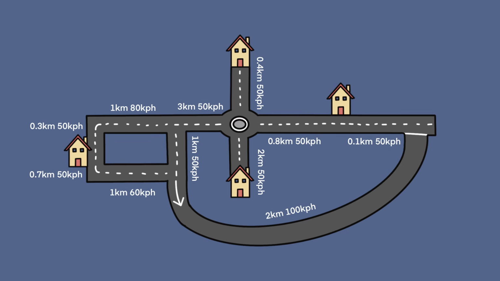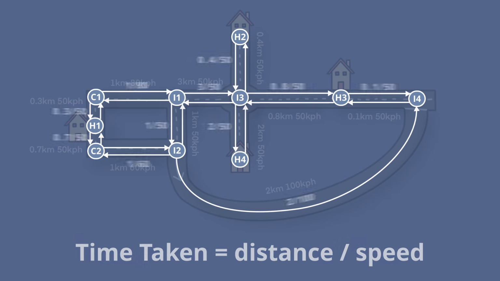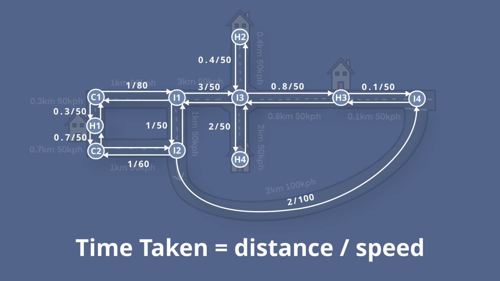With all that explained, we can now go back to our map from the start and add some extra information, including the distances and speed limits of the roads. We can now convert it into a graph by turning all the houses and intersections into nodes, and the roads will become directed weighted edges. For the weights of the road, we will use the time taken to traverse it, which we can calculate by dividing the distance of the road by its speed limit.